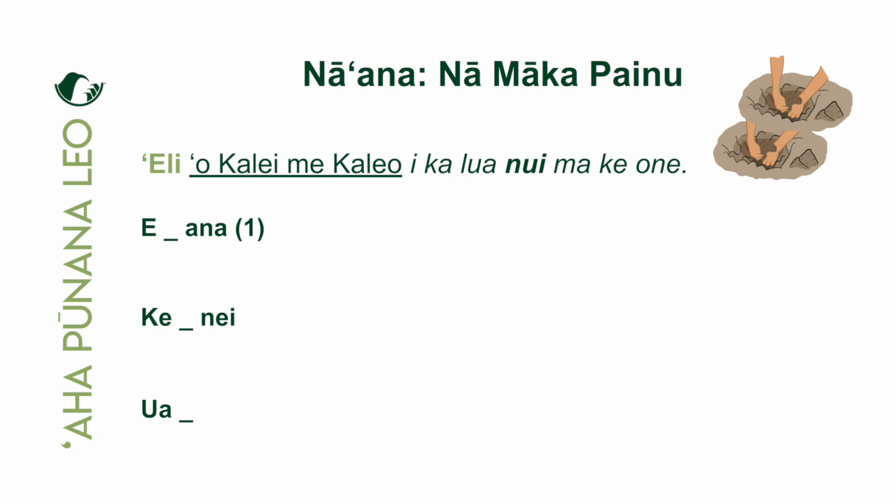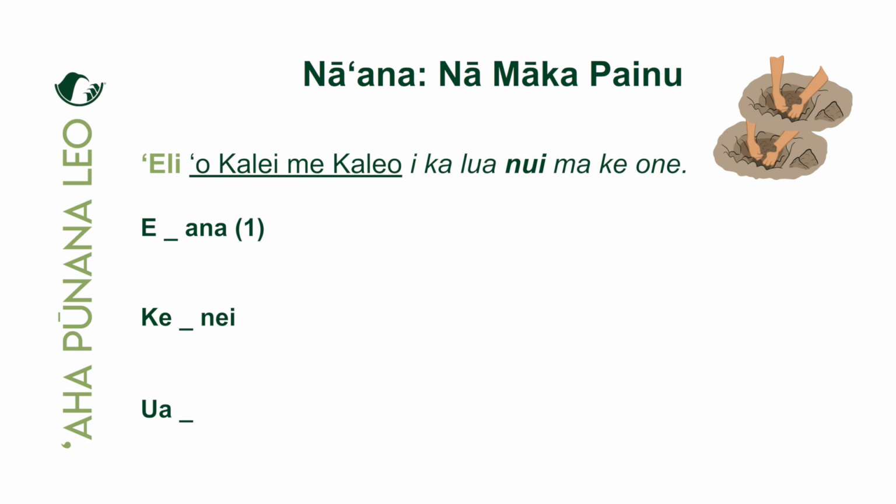How big is this hole or this pit that they're digging? Nui. It's not li'ili'i. I ka lua nui. They're digging a big hole or a pit. Where? Ma ke one. Ma is 'in, on, or at,' one being the word for sand. Ma ke one. We use ke to precede the word one according to the K-O rule. We use ka to precede lua according to the K-O rule. So what we have here is a sentence that says that Kalei and Kaleo dig what? A large hole. Where? Ma ke one, in the sand. Maika'i.